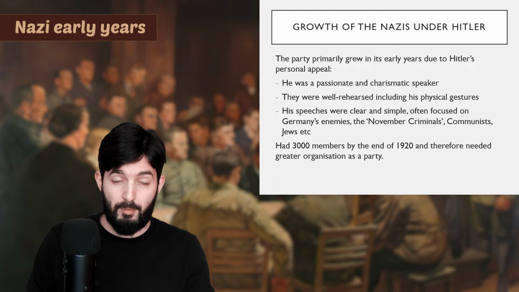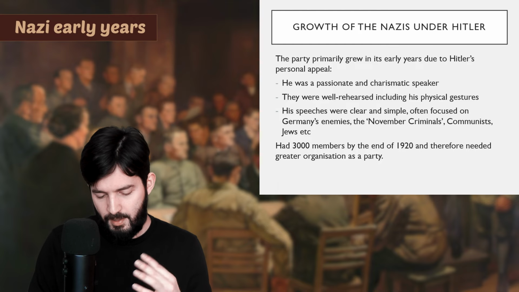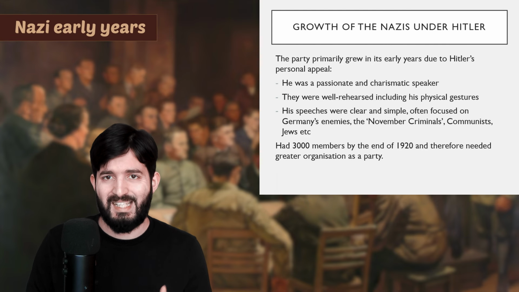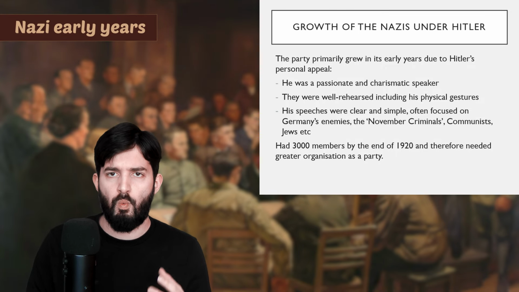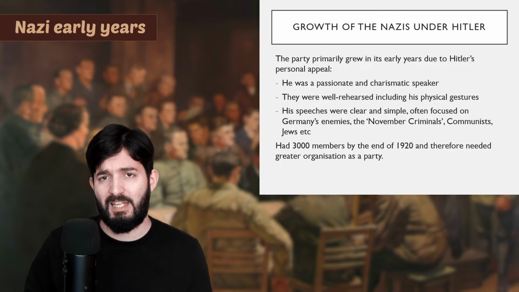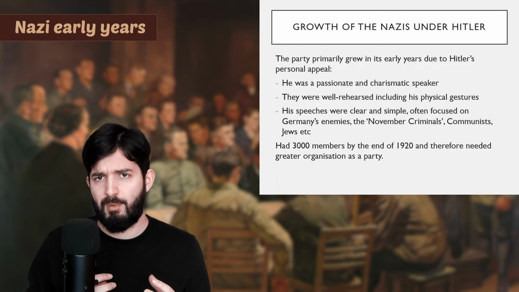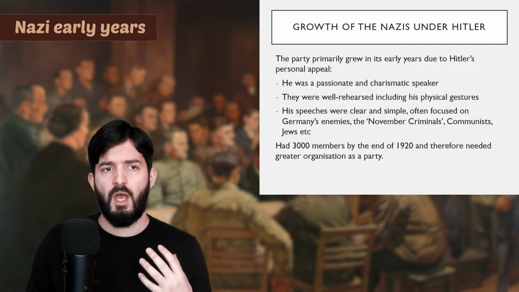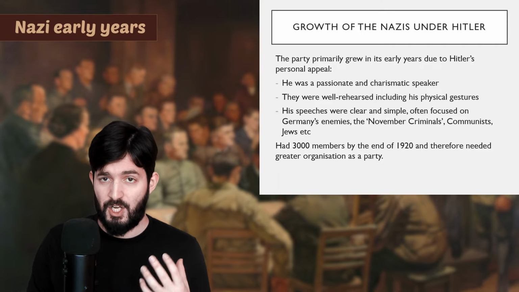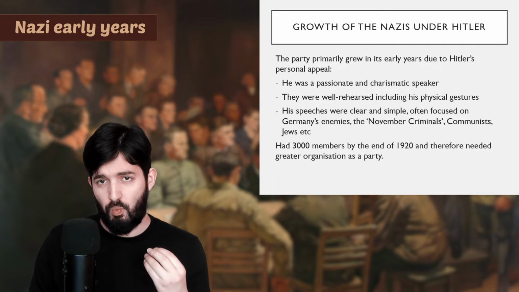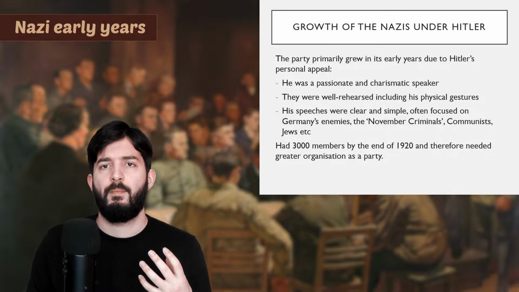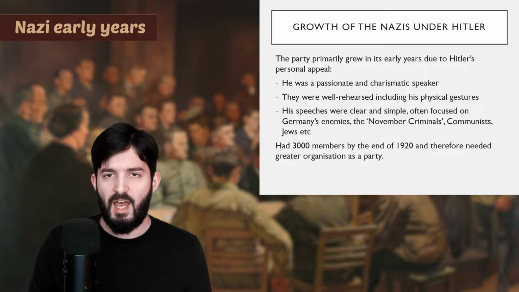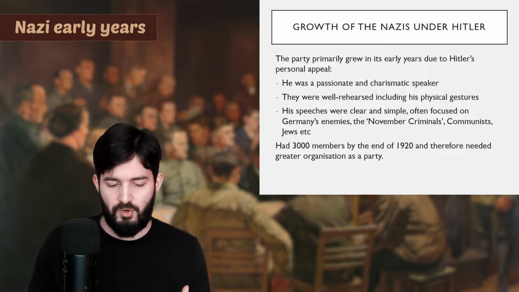So they come up with the 25-point program by February 1920. But really, what helps the Nazi Party grow is the membership of Adolf Hitler, who was a very charismatic individual. Now, on the one hand, if you look at his background, he's not the kind of person you would expect to be able to ascend the political ladder and become the leader of a major country. However, he has the one gift or trait that you genuinely need to have if you want to be a successful politician, and that is bags and bags of charisma.